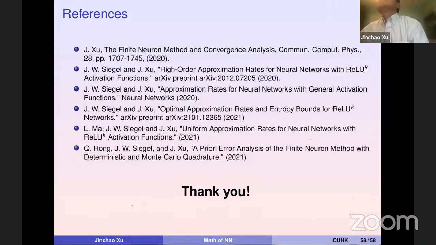Would the order of convergence rate be larger with a deeper DNN, or would just the constant part of the convergence be smaller?